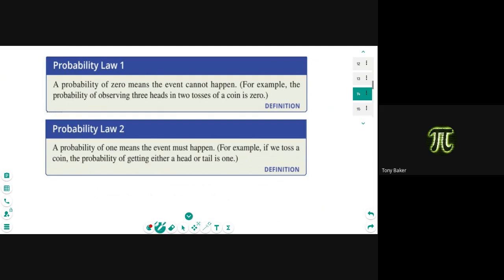The converse of that, a probability of 1, means the event will always happen. So if I roll a die, I'm going to get a number from 1 to 6.